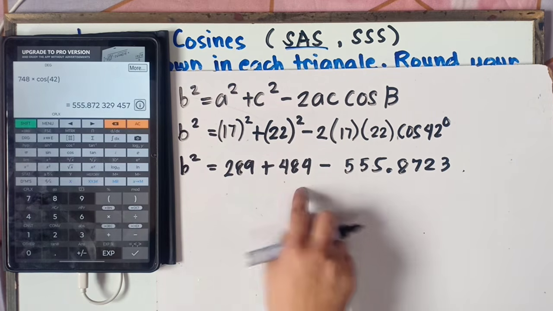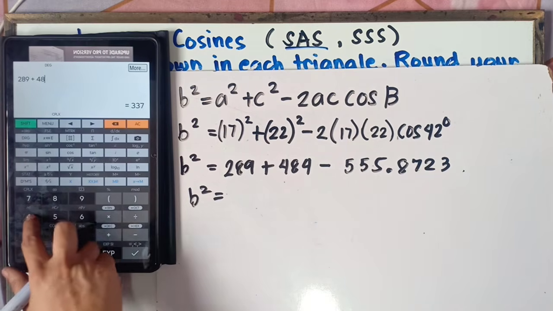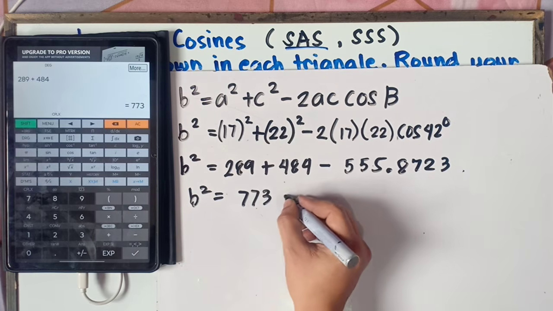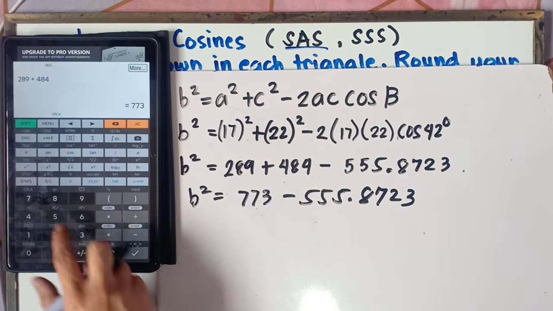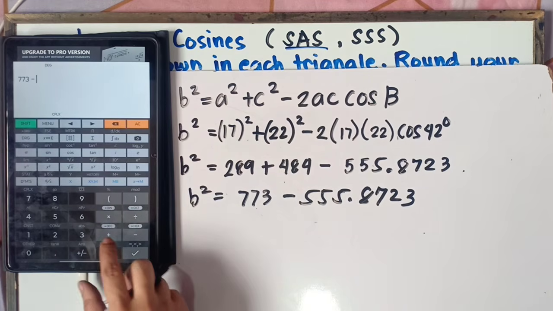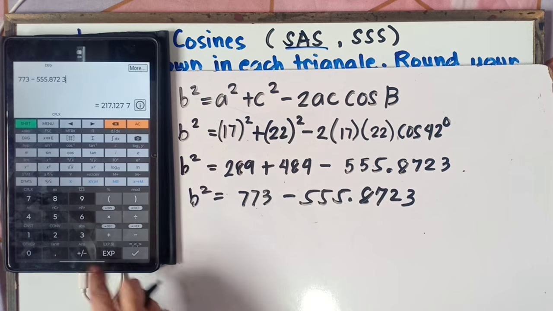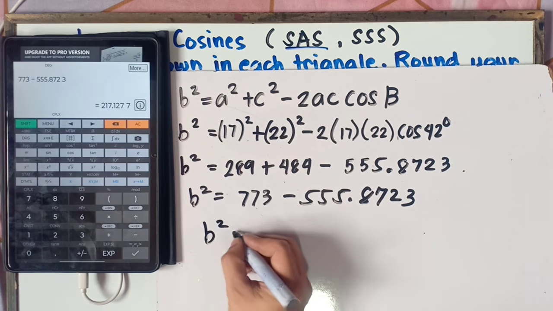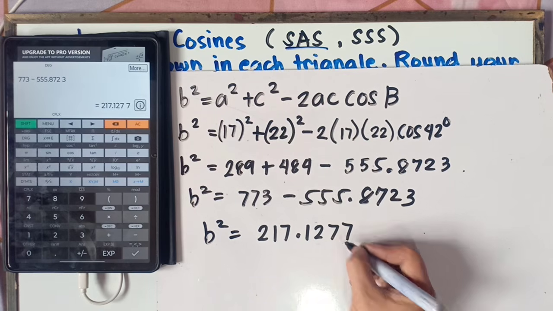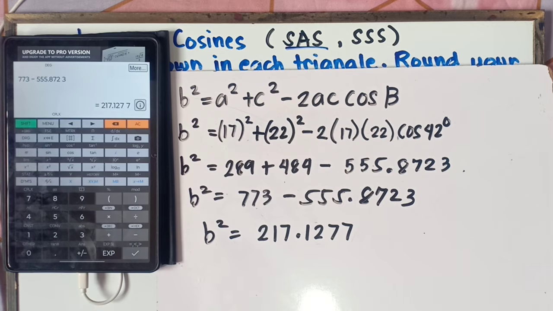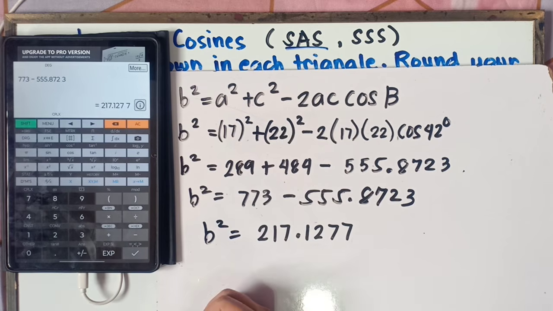Then simply add this one. So b squared equals 289 plus 484. Do it step by step, class. 773 minus 555.8723. So we will have b squared equals 217.1277. Then simply extract the square root of both sides so that you can cancel this square, and then you will find the value of b.